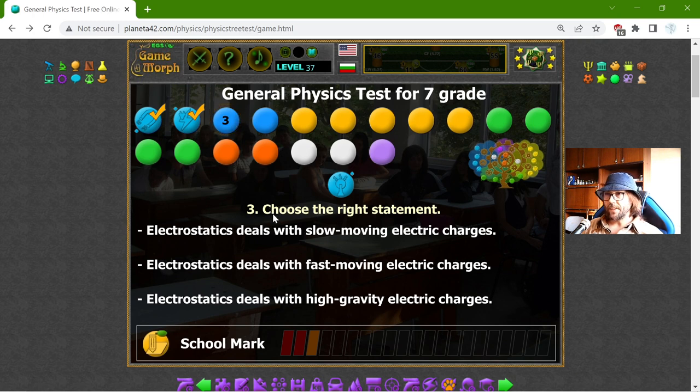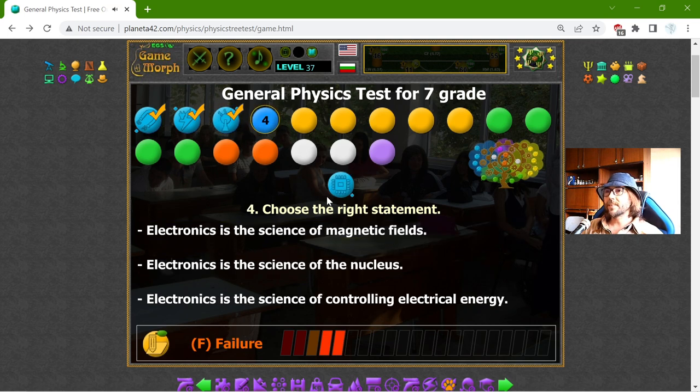Okay, question 3. Choose the right statement again. And this is about electrostatics. So, electrostatics deals with slow-moving electric charges. Electrostatics deals with fast-moving electric charges. Or electrostatics deals with high-gravity electric charges. I don't think gravity is involved here. Maybe one of these two. Maybe the first one. Yes. Right. This is not my final mark, so nothing to worry about.